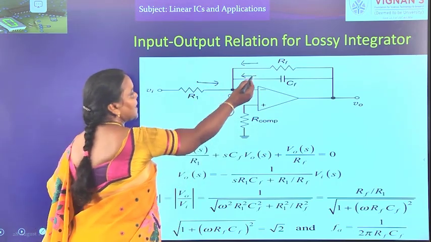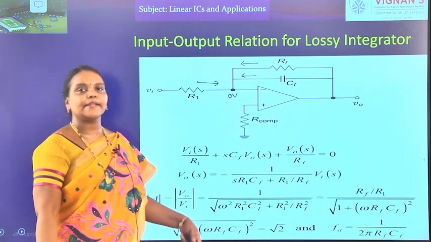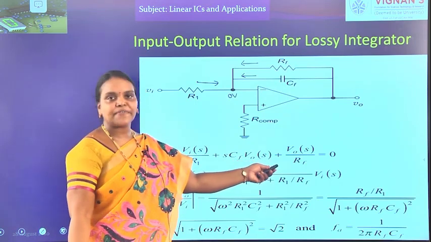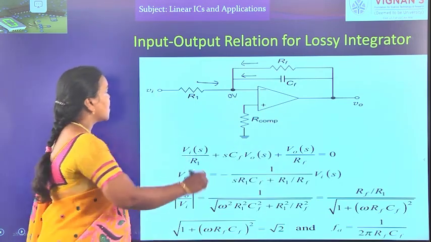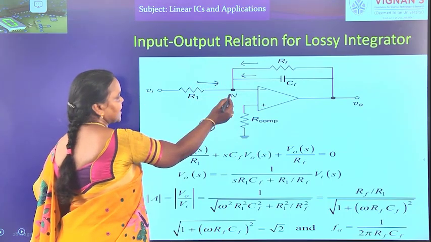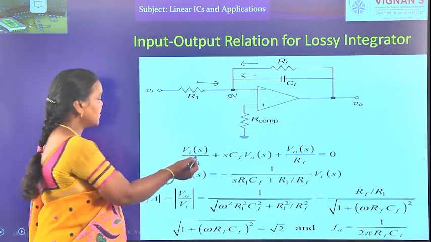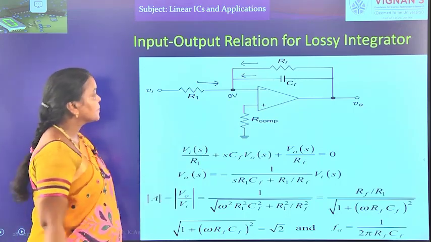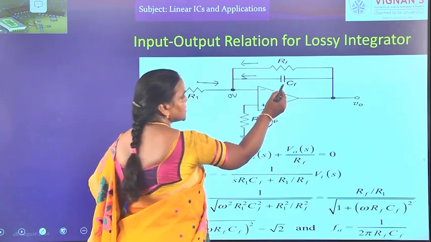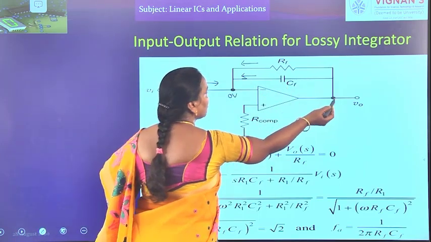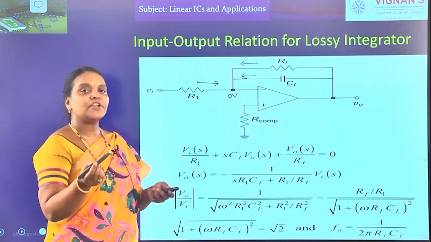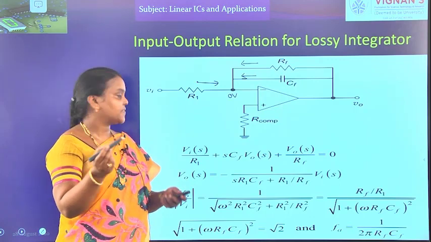Now, all are entering currents. So, sum of all entering currents equal to, there are no leaving currents, so 0. So, these three are the sum of entering currents equal to 0. Now, first what is the current flowing through this R1? Vi of S minus 0 by R1, that means Vi of S by R1. And what is the current flowing through this capacitor? Cf into d by dt of V0 minus 0.